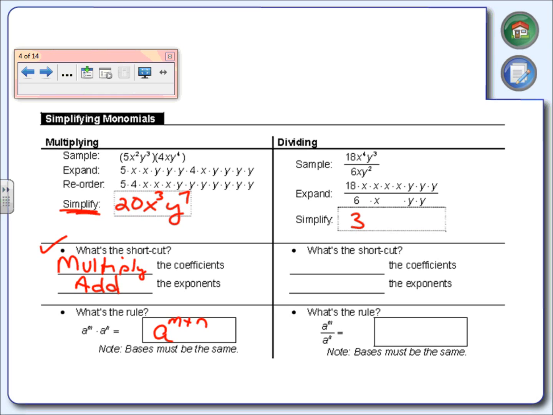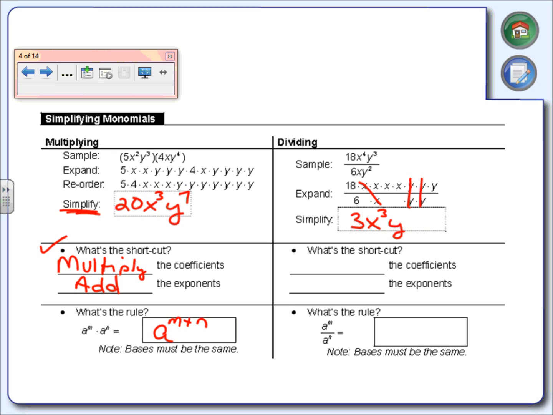Now look what happens with these x's here. This x and this x are going to cancel each other out, which means I'm going to be left with x to what power? 3rd. Same thing's going to happen with some of these y's over here. These y's and these y's cancel, leaving me with a y. So when I simplify this, I end up with 3x cubed y.